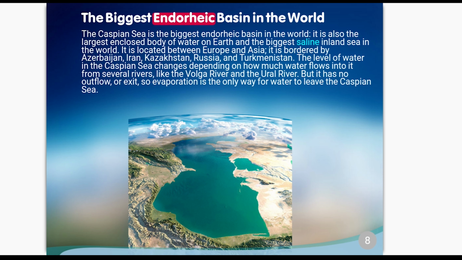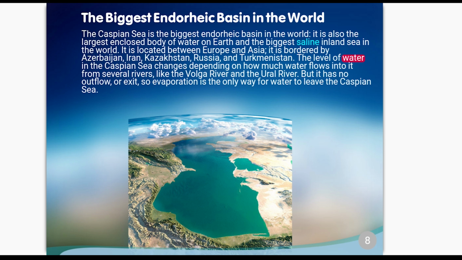The biggest endorheic basin in the world. The Caspian Sea is the biggest endorheic basin in the world. It is also the largest enclosed body of water on Earth and the biggest saline inland sea in the world. It is located between Europe and Asia. It is bordered by Azerbaijan, Iran, Kazakhstan, Russia, and Turkmenistan.